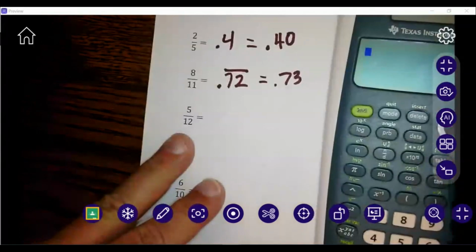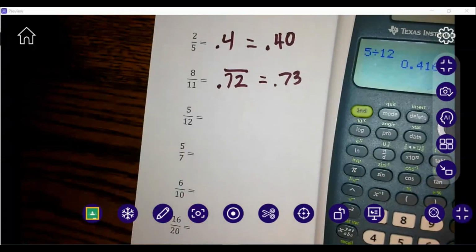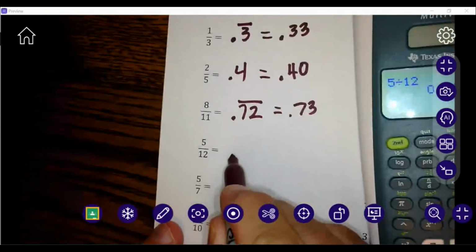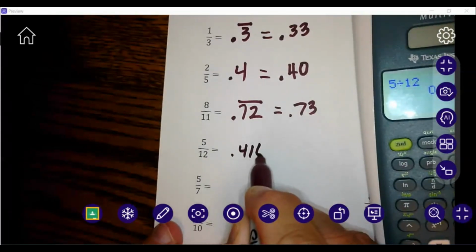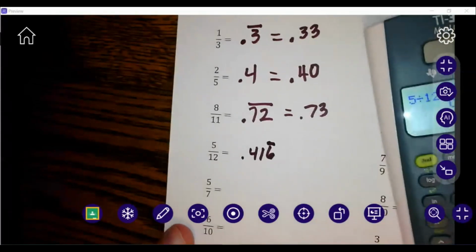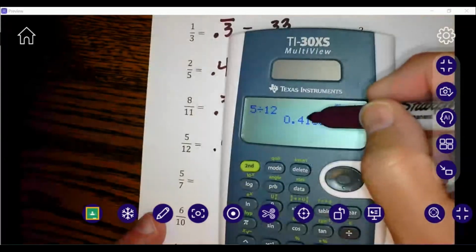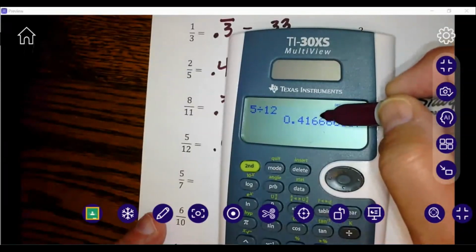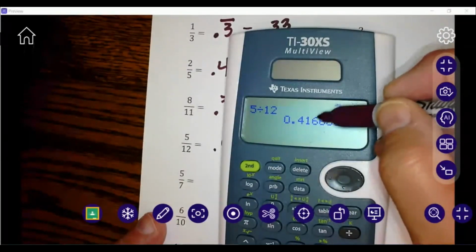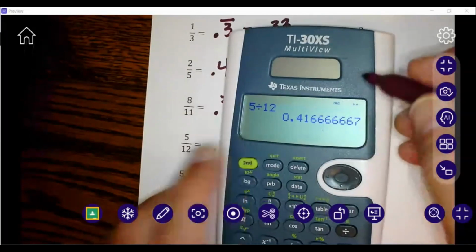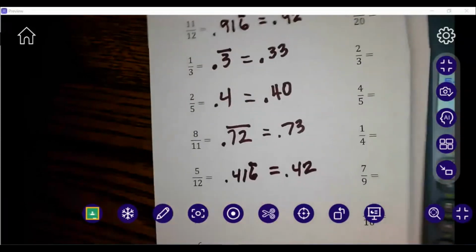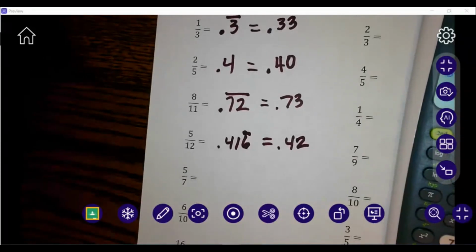Okay, so let me punch that in and let's see what we get. When I punch in 5 divided by 12, the 6 is what's repeating. So we write 0.416 repeating. But then to round that, we look at the hundredths place, which is 1. The number next door tells us to round that 1 up to 2. And so we write 0.42.